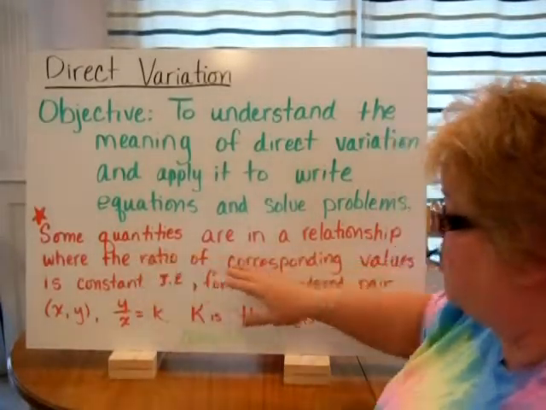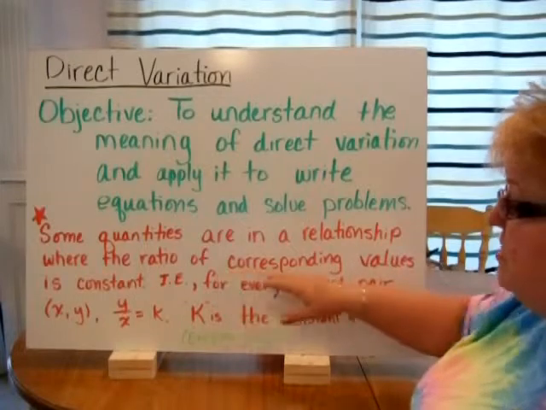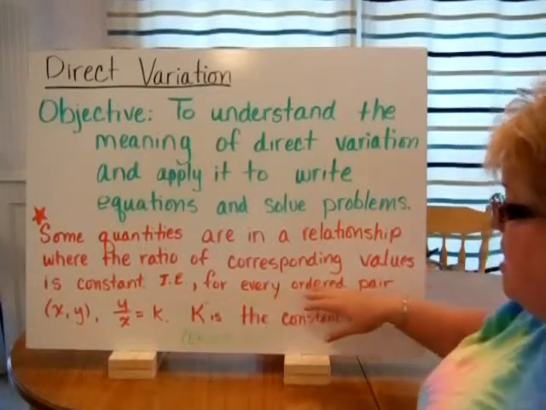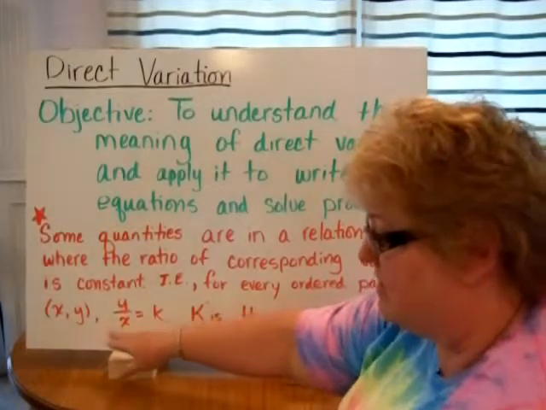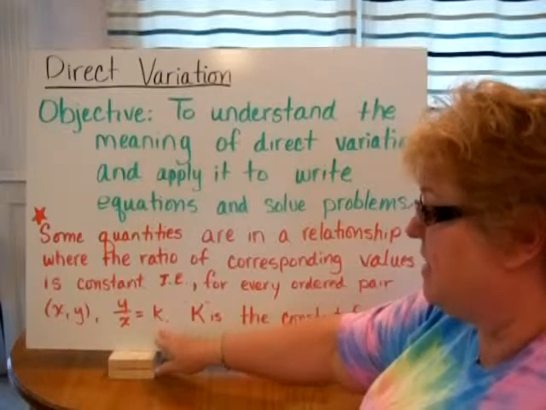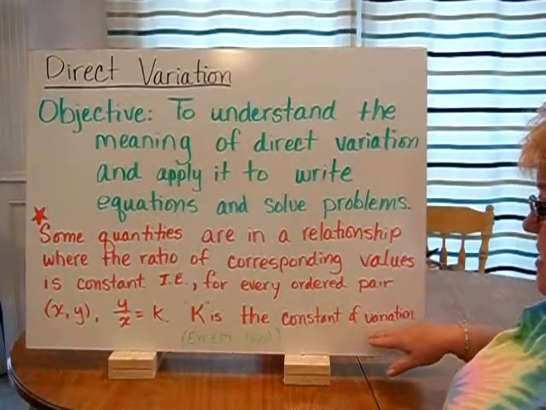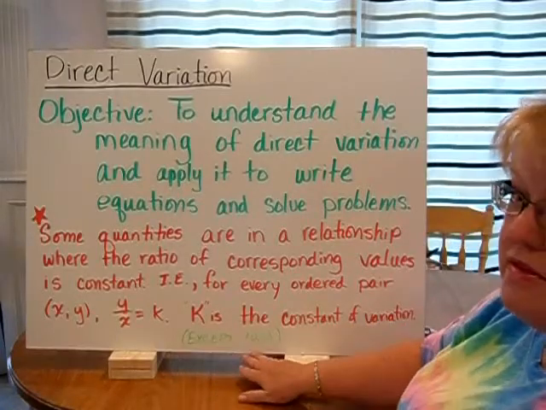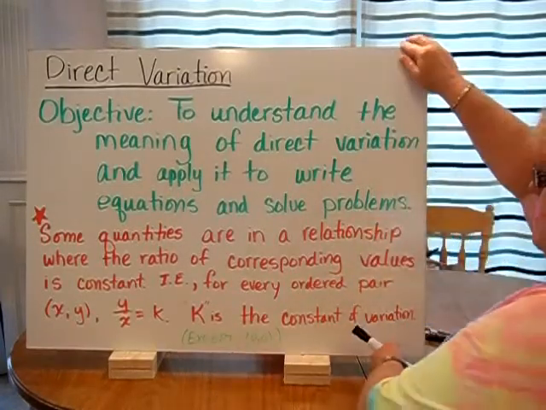So you would write: some quantities are in a relationship where the ratio of corresponding values is constant. In other words, for every ordered pair, x and y, y divided by x equals some constant k, and k is the constant of variation. And this would be true for every ordered pair except the ordered pair (0, 0).